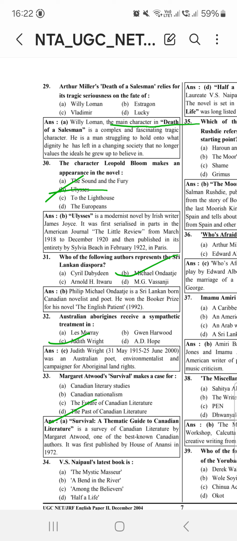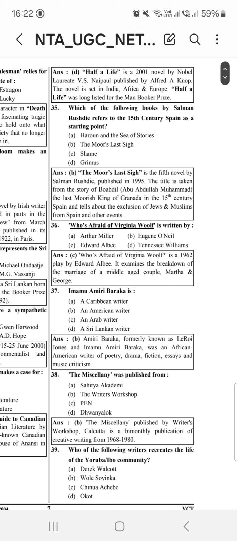Survival, a Thematic Guide to Canadian Literature, is a survey of Canadian literature by Margaret Atwood, one of the best known Canadian authors. It was first published by the House of Anansi in 1972. V.S. Naipaul's latest book is, the correct answer is D, Half a Life, published in 2001.